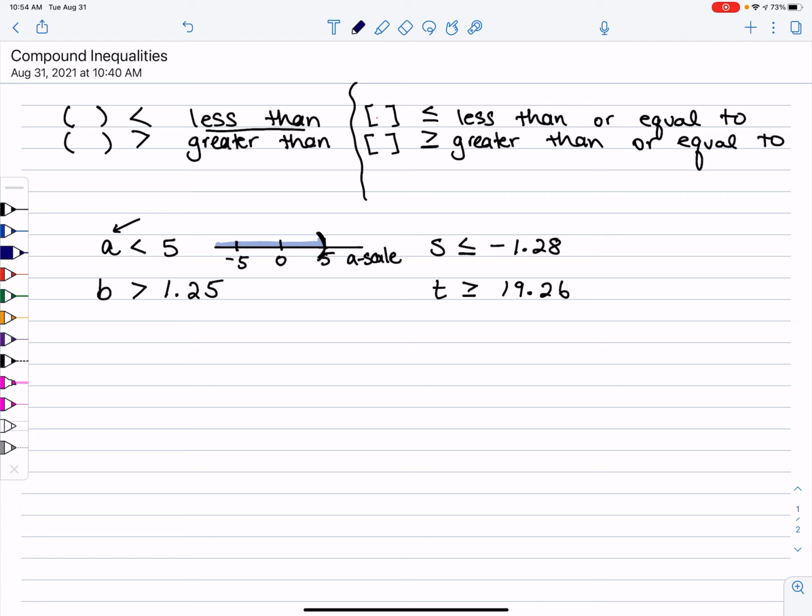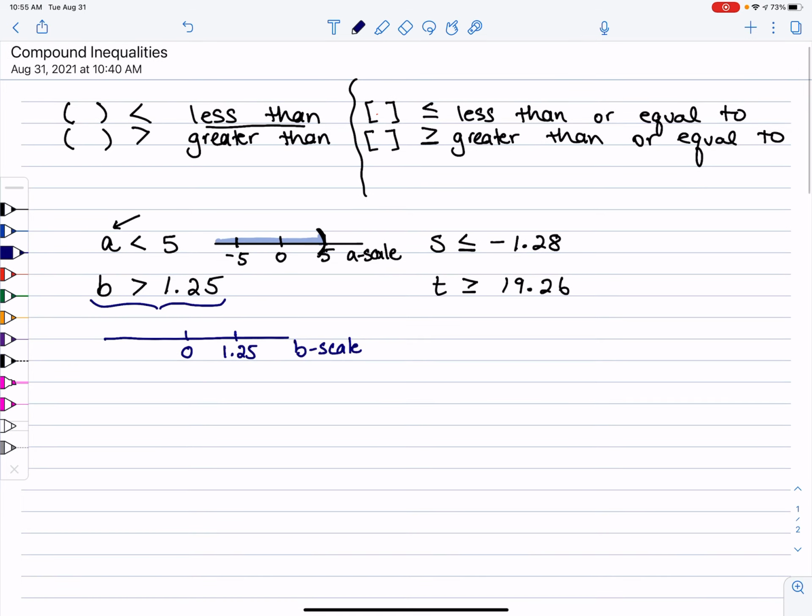For this second example, B is greater than positive 1.25. We're going to start by constructing the number line. We're going to call that a B scale because we're using the variable B. We're going to put 0 in the middle, 1.25 to the right of 0, and negative 1.25 to the left of 0.